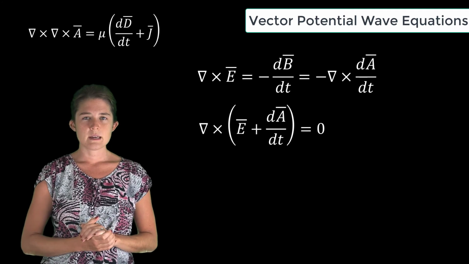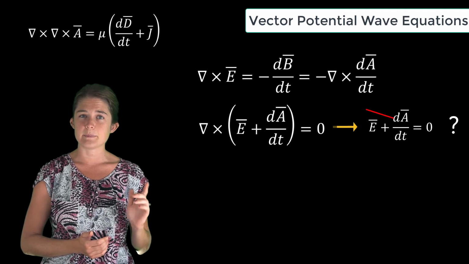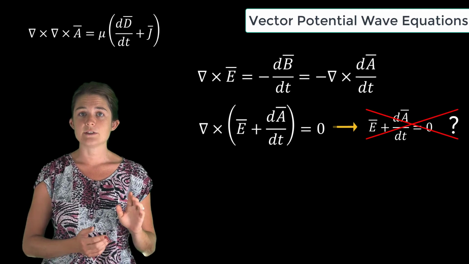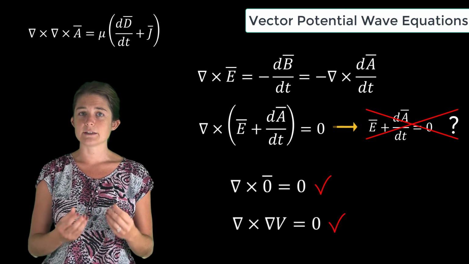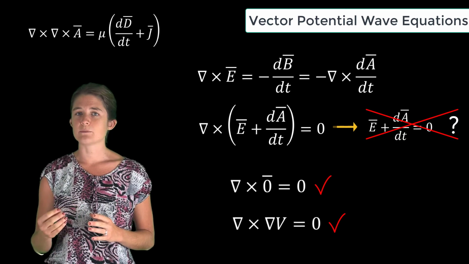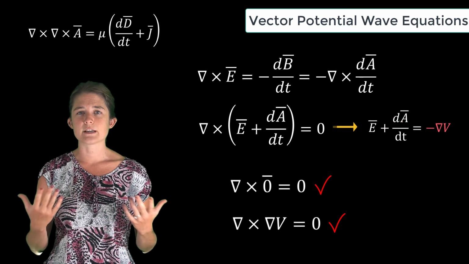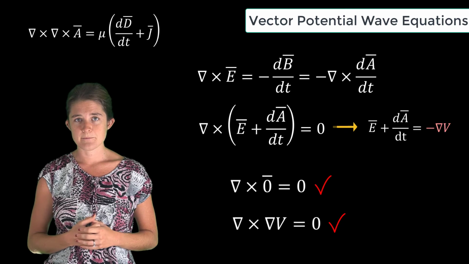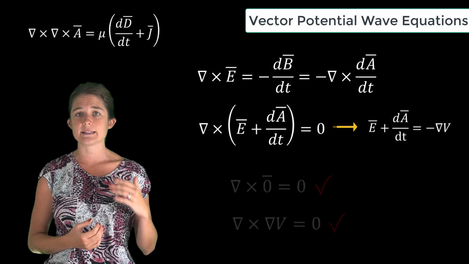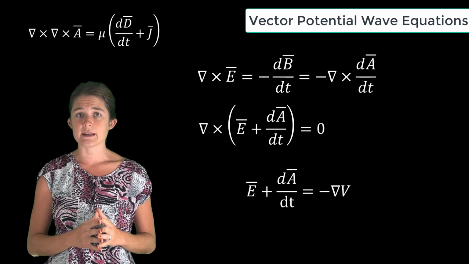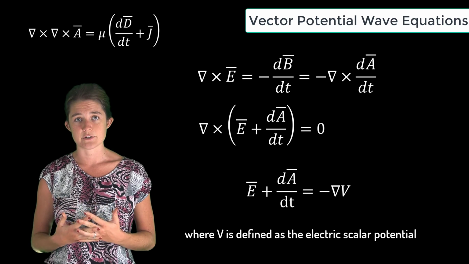0. Now, we might be tempted to say here that E plus dA/dt is 0, but that wouldn't be valid. It's true that the curl of 0 is 0, but the curl of a gradient is also 0. So it's possible that E plus dA/dt is not 0, but is instead equal to some non-zero irrotational field. So for the most general solution, we have to let E plus dA/dt equal the gradient of a scalar field, which we'll call V, the electric scalar potential.